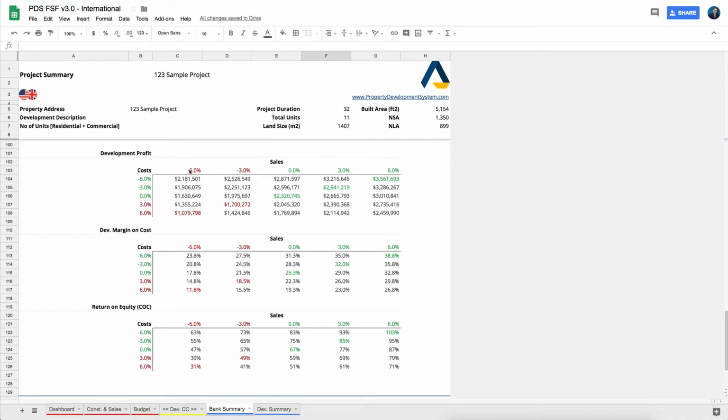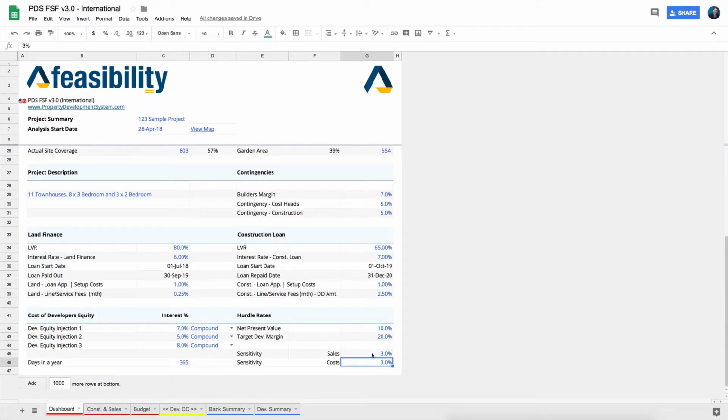However, if they start going down 3% and then a further 6%, then my profit would go from 2.3 million to only $1 million in this scenario. So I usually keep my sales at 5% just to see, but it depends upon where you are at and what your market is saying. And in my cost, if I've already allowed a contingency on every individual cost head of 5%, I usually keep this at 3%. Otherwise, it just doubles up a bit too much.